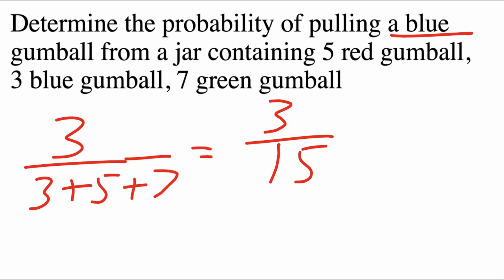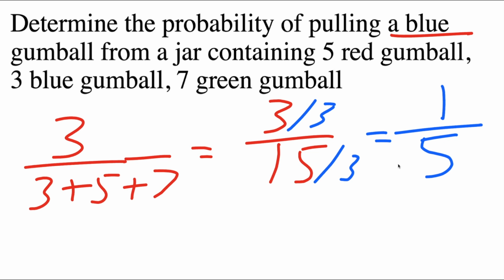And we can simplify this. You could divide this by 3, divide this by 3. 3 divided by 3 is 1, and 15 divided by 3 is 5. So we have a 1/5 chance of pulling a blue gumball from the jar. And that's pretty much it regarding probability.